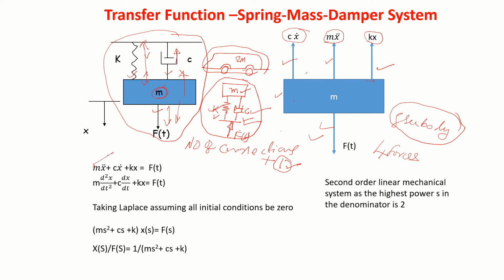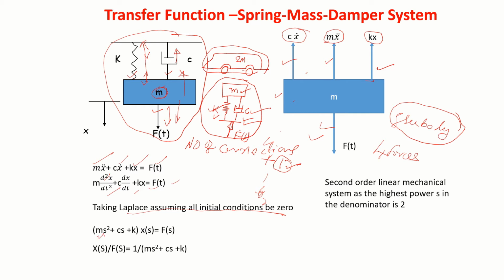You see here, first you write m x double dot plus c x dot plus k x is equal to f of t. X double dot is nothing but d square x by dt square, c dx by dt, kx. You got a second order differential equation. Now you want to get the transfer function. As I mentioned, you have to take Laplace assuming all initial conditions to be 0. Please, such mistakes are there.